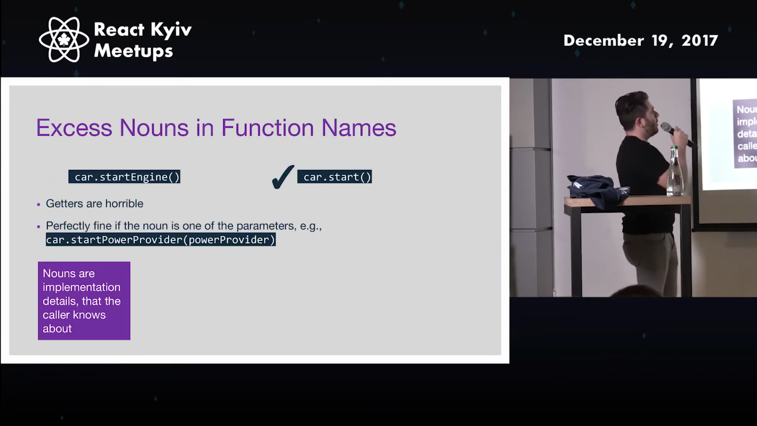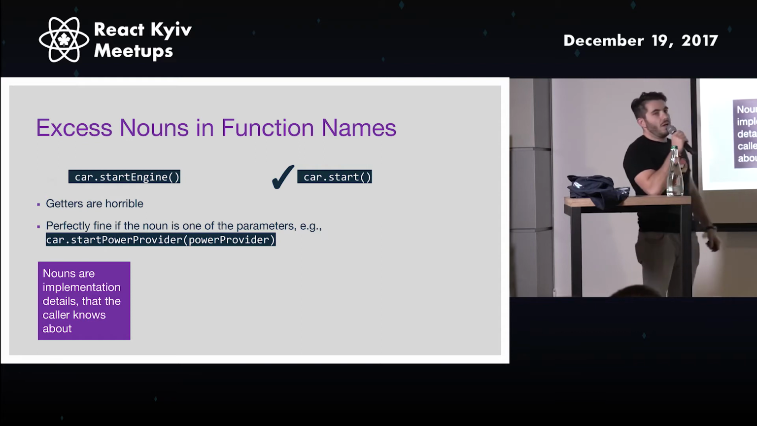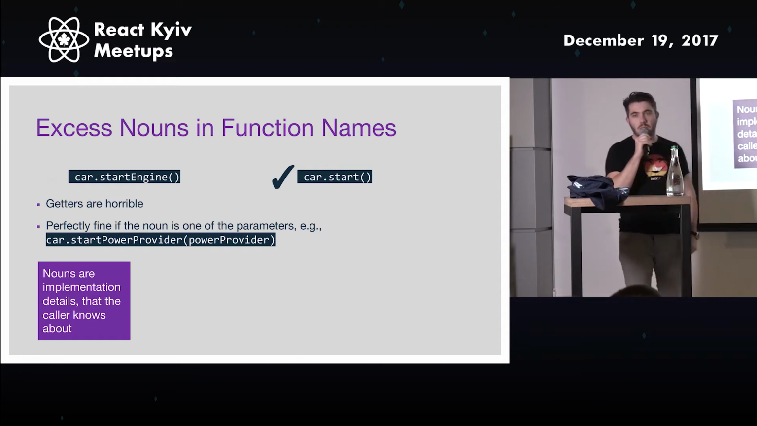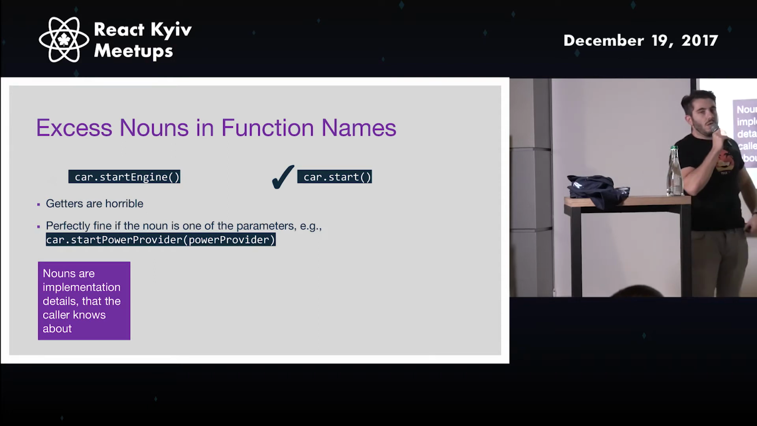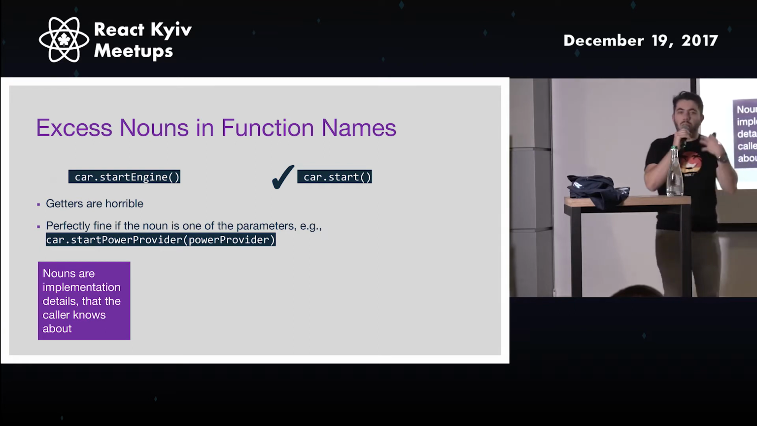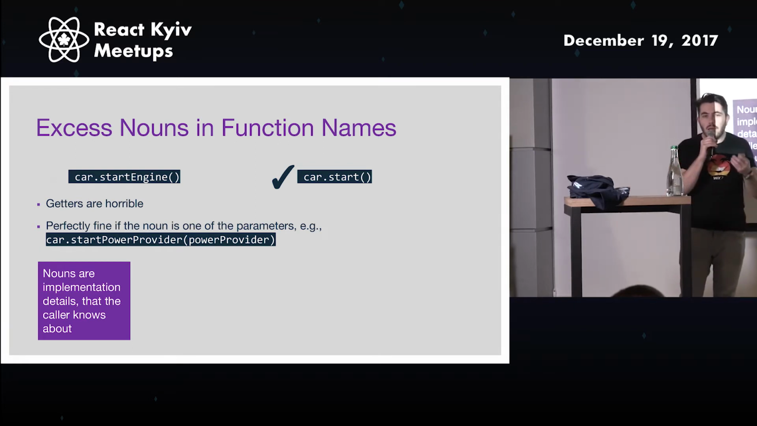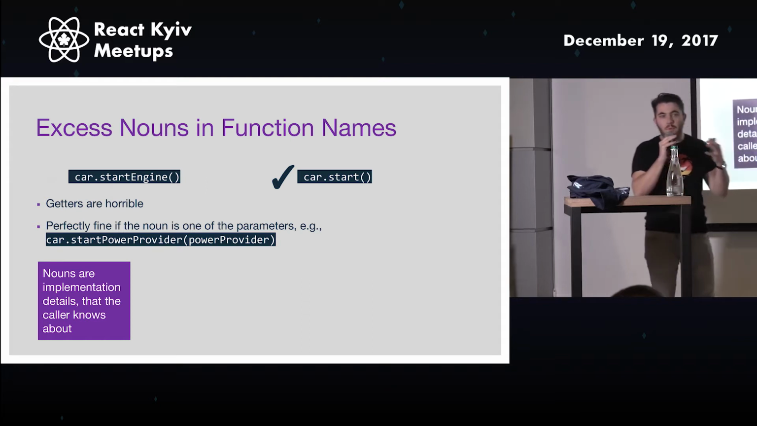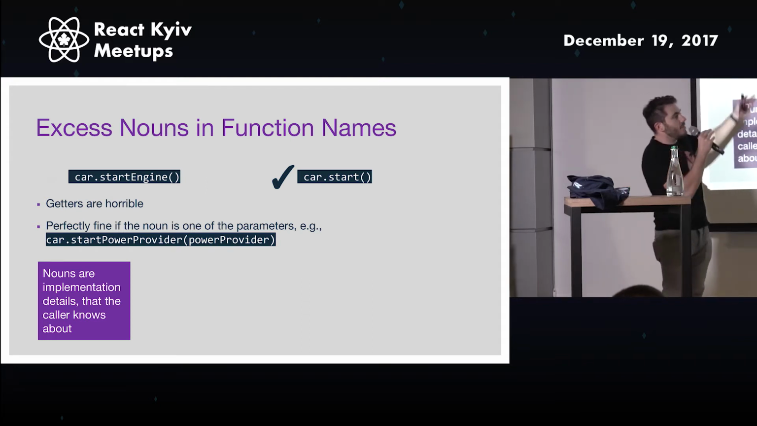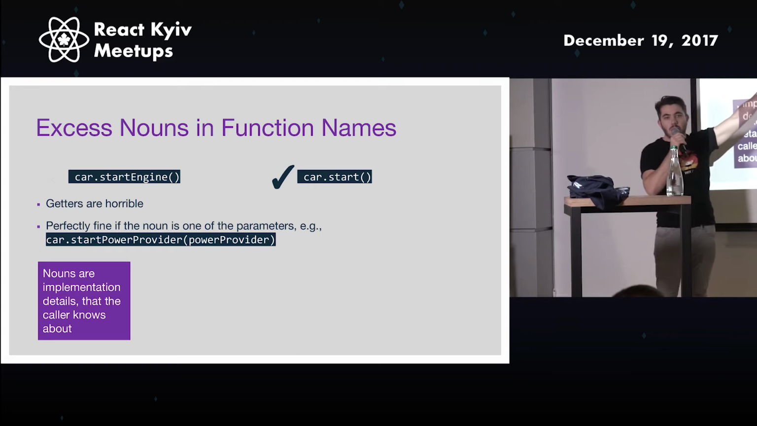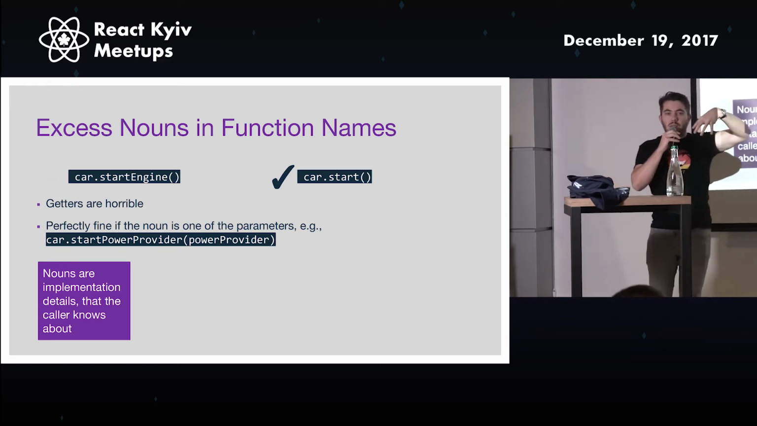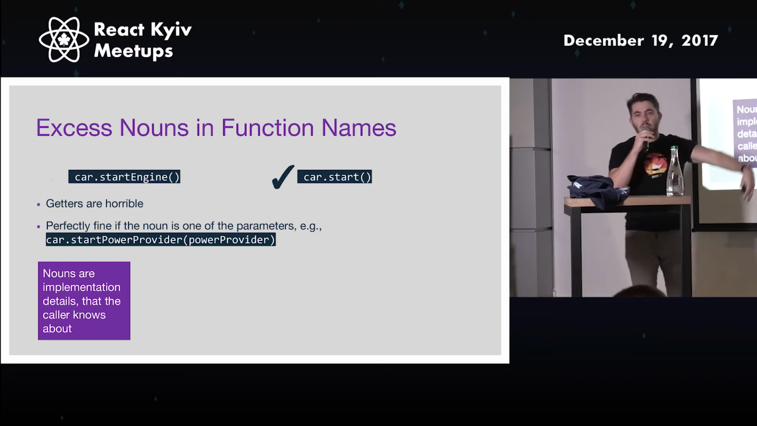Avoid nouns. Nouns are implementation details, right? So in this case, for example, if I have a car and start engine, think of the real world. When I try to start my car, do I care what happens inside? I just don't. I turn my key and the car starts and I don't care, okay? And the problem is, if I have a noun in my name, I'm exposing to the user of my API what's going on inside.